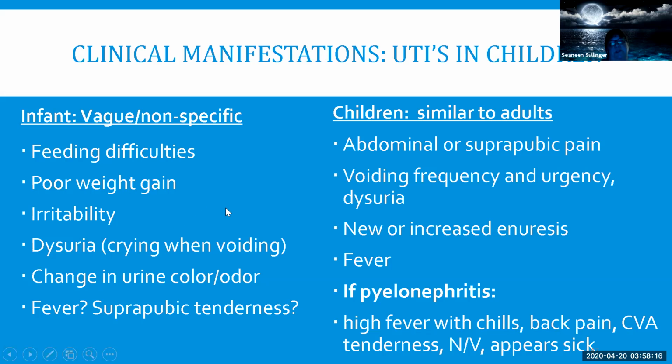In children, it's more similar to adults. So you have some suprapubic or abdominal pain, voiding frequency, urgency, which is very difficult to measure in an infant. Enuresis, bedwetting, we'll also see a fever. And if it's pyelonephritis, if it's a kidney infection, then you tend to see a high fever with chills and back pain and costovertebral angle tenderness, and the person looks sick.